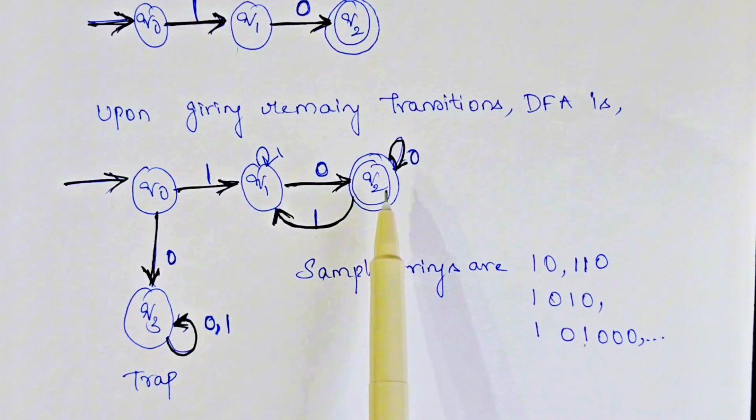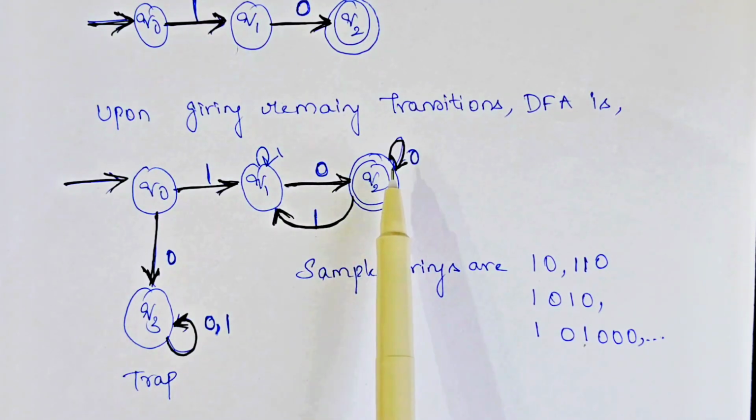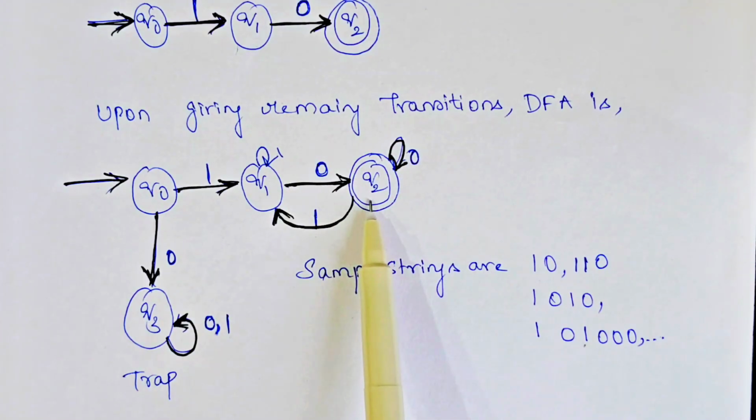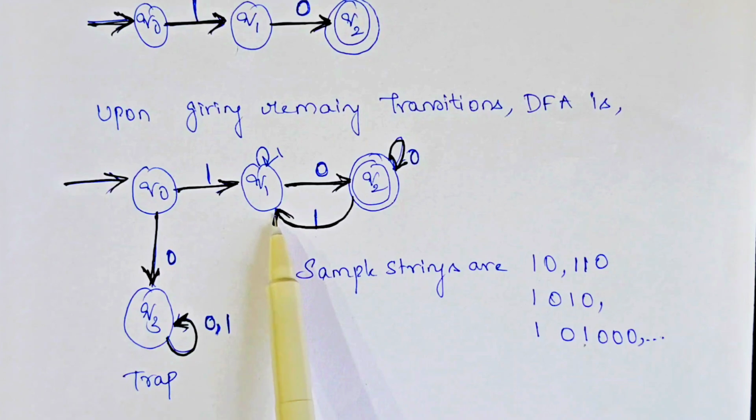Similarly, Q2 should be defined with the 0 and 1 transitions. So Q2 on 0 can be connected to the same state because the last symbol should be 0. And Q2 on 1 should be connected back to Q1 state, or it can be connected back to the Q0 state. So here we have connected to the Q1 state. Similarly, since it is a DFA, we have to mention both 0 and 1 transitions for the trap state also, which is Q3. So Q3, which is a trap state, upon reading either 0 or 1 will be in the same trap state which is Q3.